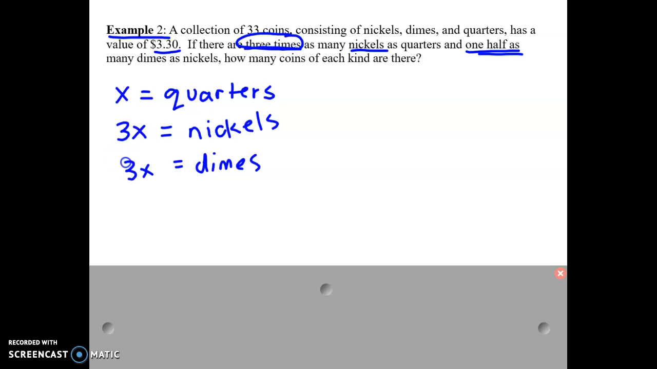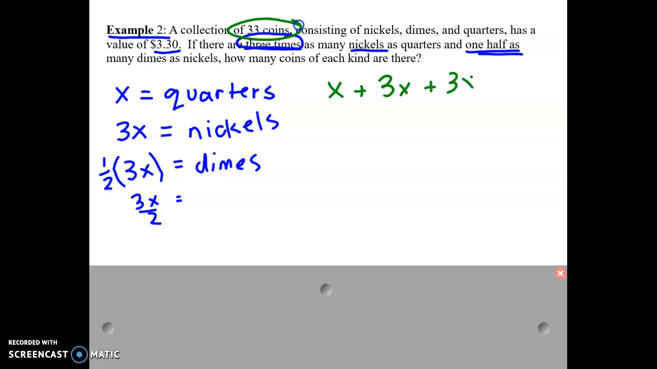But for dimes, it's half of the amount of nickels. So we take half of 3x. So you could write that as 3x over 2 for dimes. Okay, so since there's 33 coins altogether, that means we take the x and we add it to the 3x and add it to the 3x over 2 and get that to equal 33. So altogether it's going to equal 33 coins. Now remember that 3x over 2, if you divide the 3 and the 2, you get 1.5. So this is really like 1.5x.